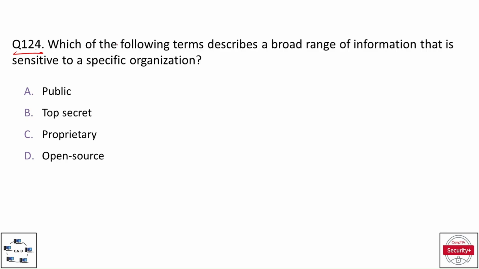Question number 1 to 4. Which of the following terms describes a broad range of information that is sensitive to a specific organization? The options are option A, public, option B, top secret, option C, proprietary, and option D, open source. And the correct option is option C, proprietary.